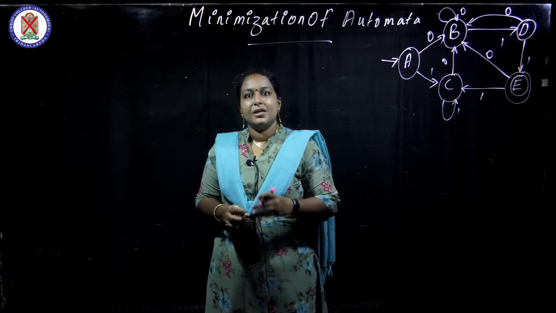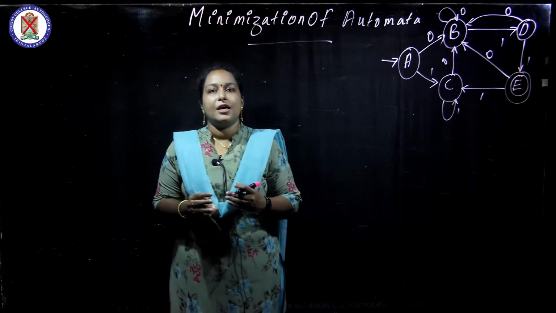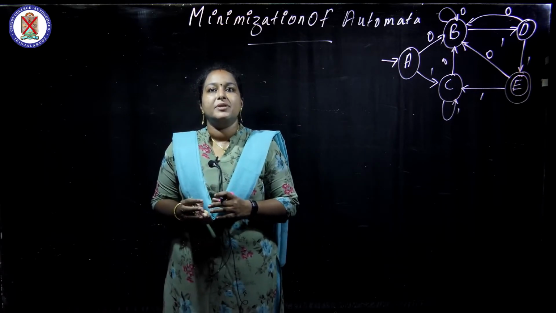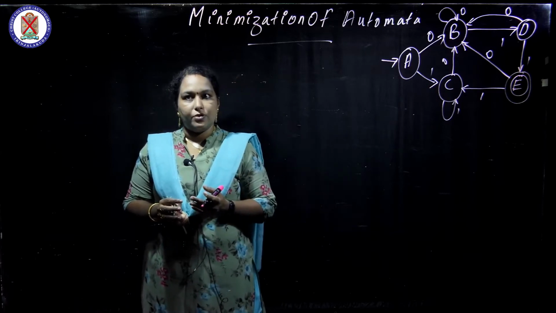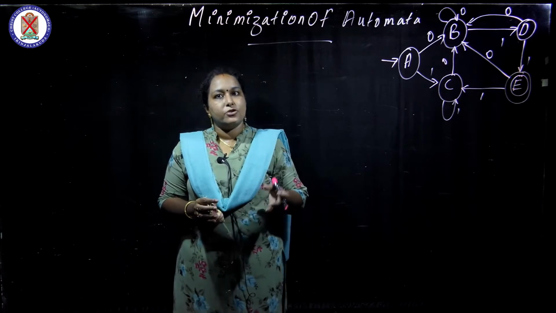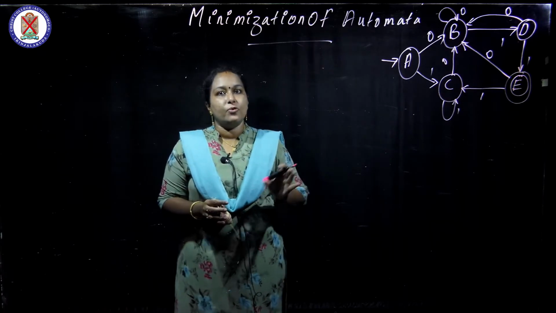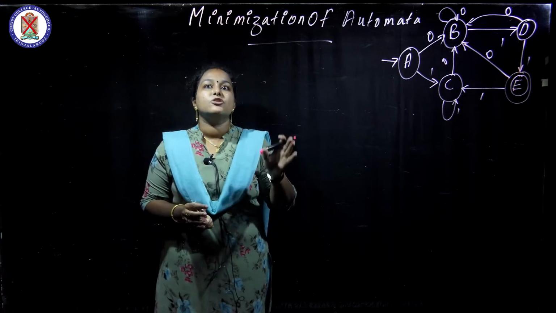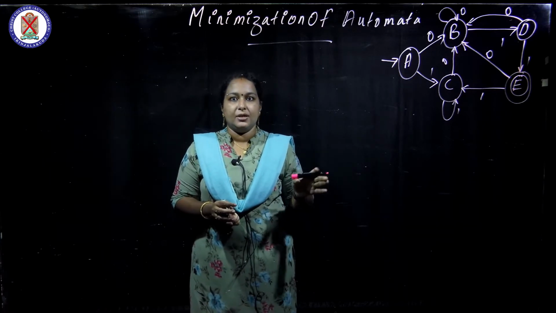Hi everyone. Till now we have seen different types of automata, that is non-deterministic automata and deterministic automata. So now we are dealing with the next topic, that is called minimization of automata. Automata means mainly deterministic finite automata we are dealing with.